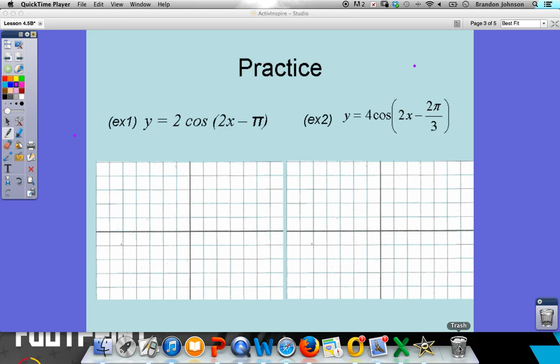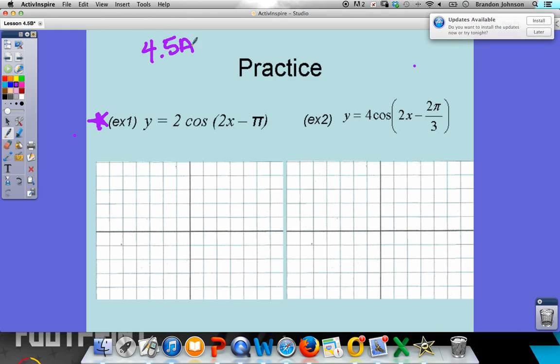Algebra 3, this is section 4.5b. Notice that I'm only going to do one example. The example I'm going to do is example 1 because most of it can be found on 4.5a if you missed it or if you need to look at that a little bit further. So again, practice 4.5a can be looked at for that podcast to help you with 4.5b.